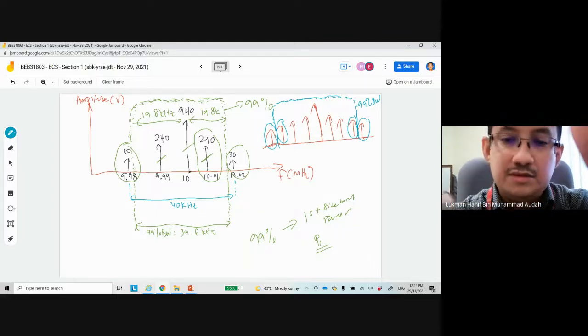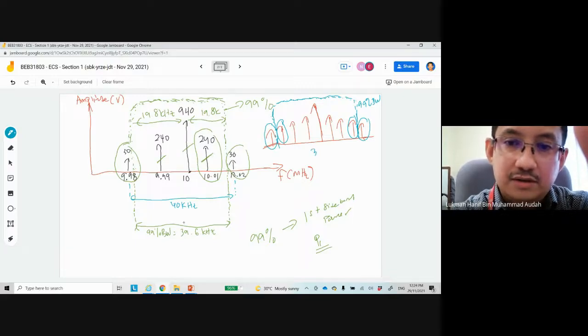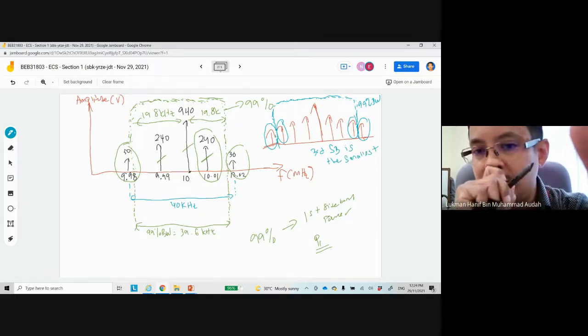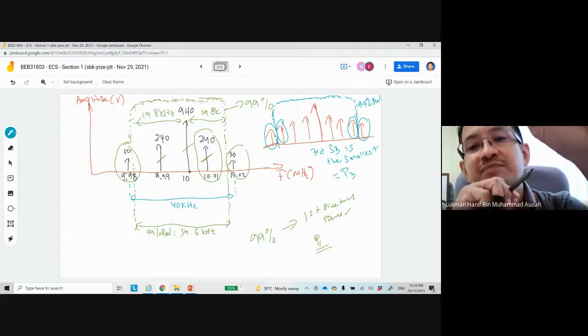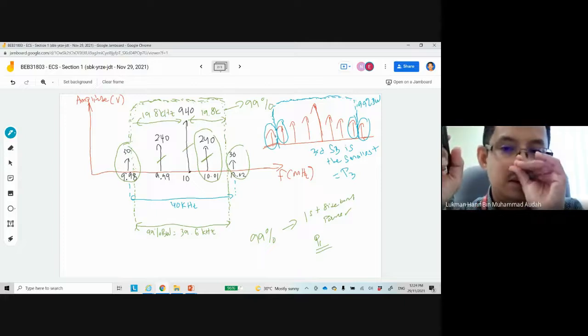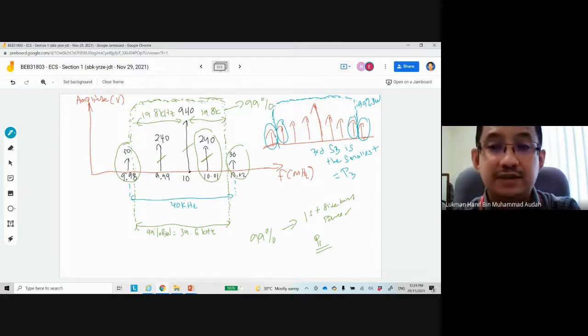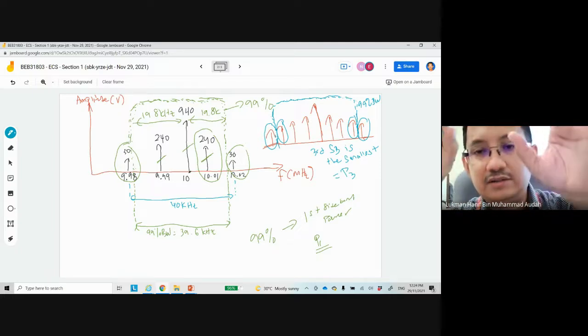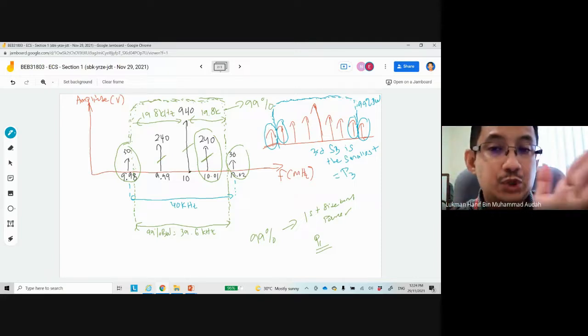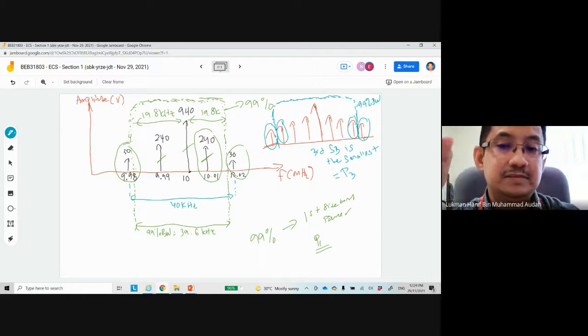Okay, that means the third sideband is the smallest. So therefore, the power in the smallest sideband would be equal to P3. Power pada sideband yang terkecil. Berapakah power pada sideband yang terkecil? Kalau dalam example yang saya tunjuk ini, dia jadi 3 sideband, maka yang terkecil adalah sideband yang ketiga. Yang hujung lah, sebab amplitude-nya kecil.